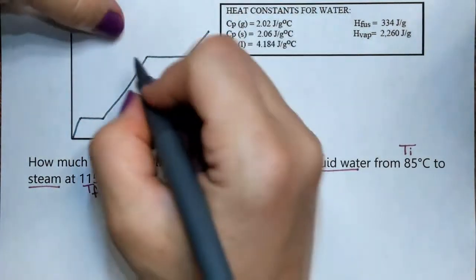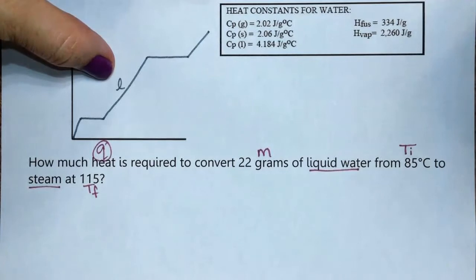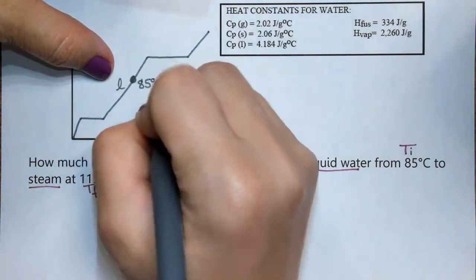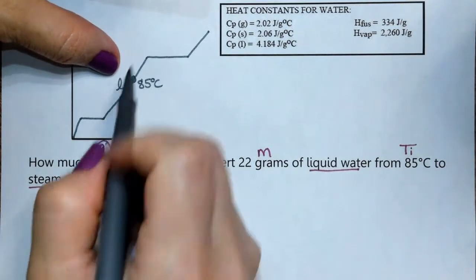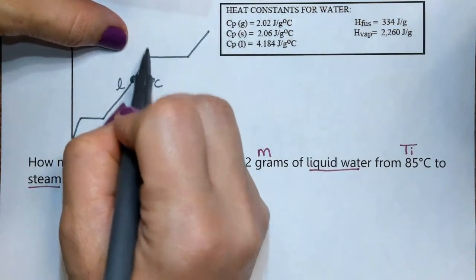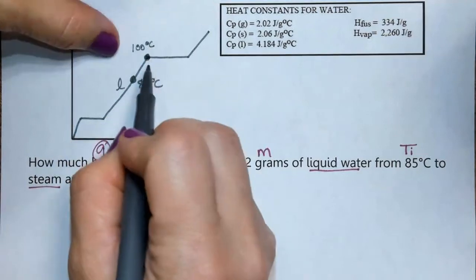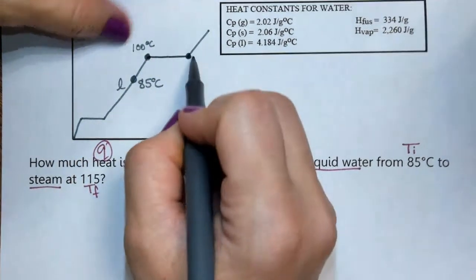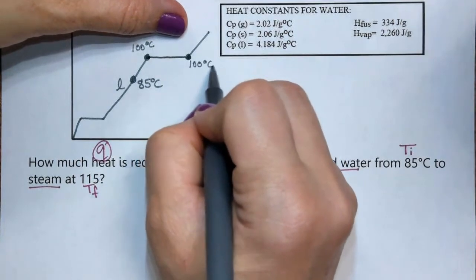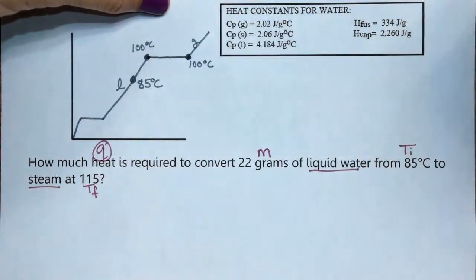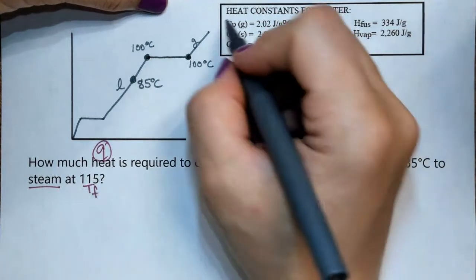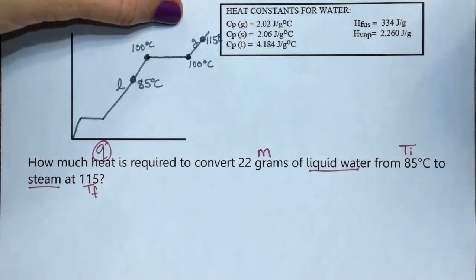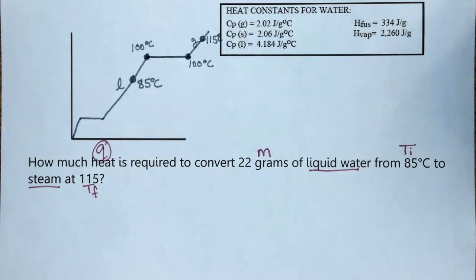we have to consider that at first we started at liquid water, which was at about 85 degrees Celsius. Then we heated the liquid water to 100 degrees. At this point it boils, and then after it boils it becomes steam, which is here at the gas phase, and it gets heated up to, say, 115 degrees of steam. So there are a few things happening here.